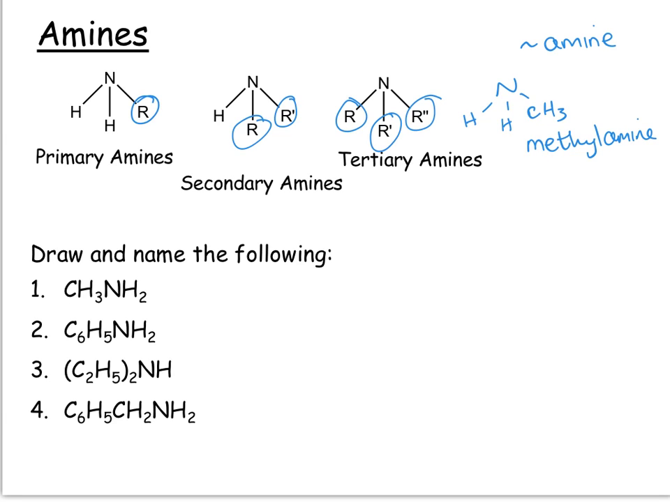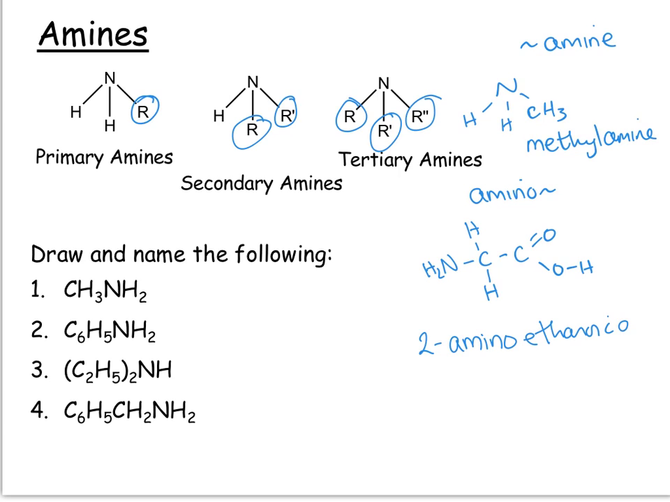Or if you end up with two functional groups, then you can use the prefix amino. So for instance, if I had a group that had a carboxylic acid and an amine, then this would be 2-aminoethanoic acid. So the carboxylic acid has taken priority at the end of the name, so we've used the prefix for the amine group.